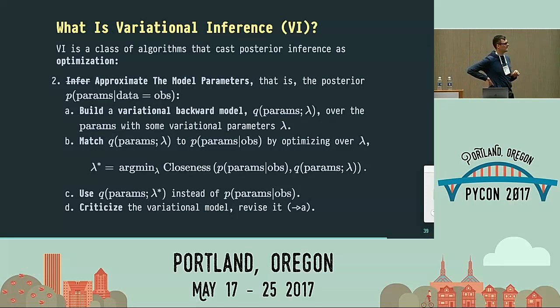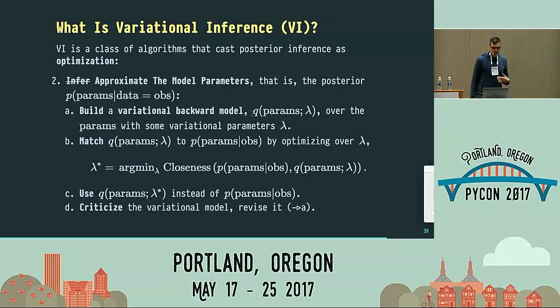In essence, what you're doing is you cast the problem of approximating the posterior as an optimization problem. Instead of actually studying this posterior that is extremely hard to evaluate, maybe we can look at a simpler distribution. This is called the variational distribution, and it is usually called Q. So you have P and you have Q.